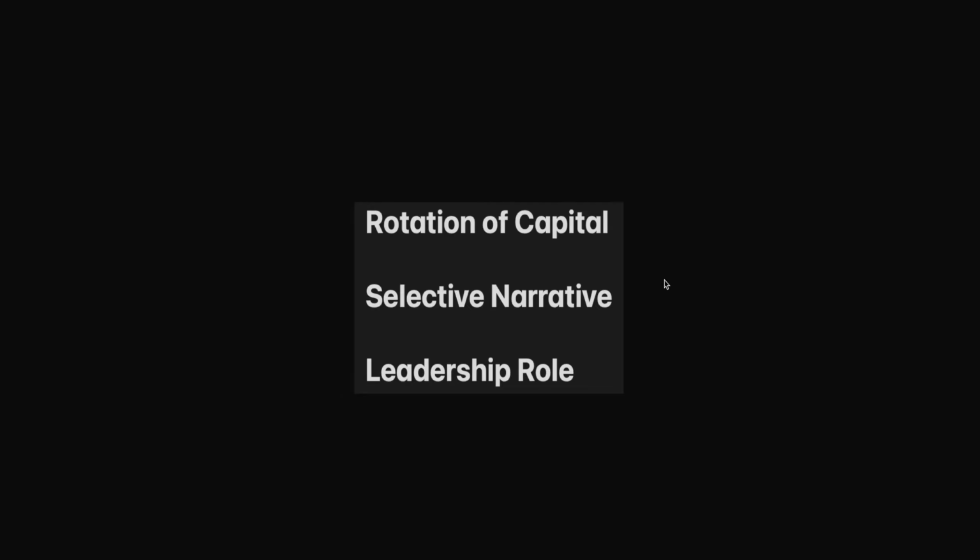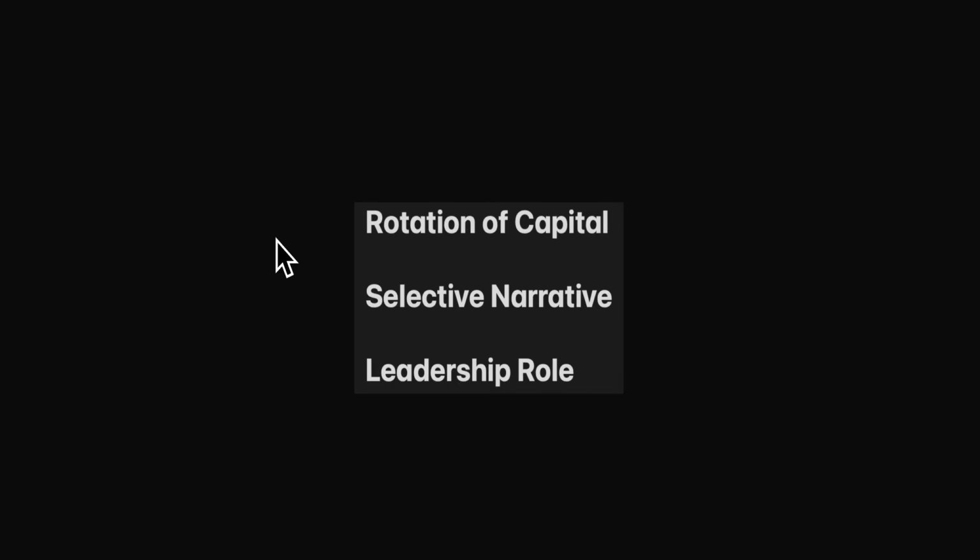Number 2, the selective narrative. It means that there are only selective narratives for this current cycle, meaning that dino coins or coins with history are the most sought after coins. And number 3, XRP provides leadership rules. But how do these 3 points relate to the wave theory, and how can they all combine together?